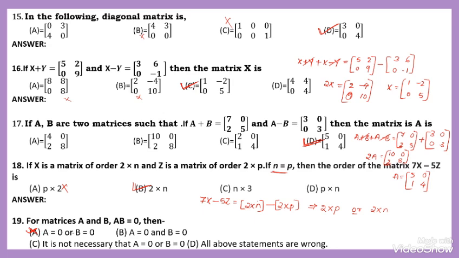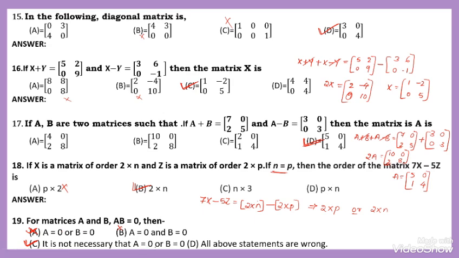If A is equal to 0 or B is equal to 0, and A is equal to 0 and B is equal to 0, yes, this is also correct. But it is not necessary that A is equal to 0 or B is equal to 0. Yes, option C is correct. Here A and B both are possible, but in option C it is not necessarily so.